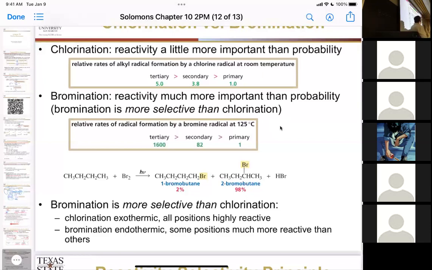And the chlorination is really exothermic, so that makes all the positions attackable. The bromination is endothermic, which makes some more selective than others. Now, iodine is so endothermic, the reaction doesn't go. But we can add a little bit of energy to the system. See, we're heating it up, and we're adding light. And even though it's an endothermic process, we're adding enough energy to get it to go to products.